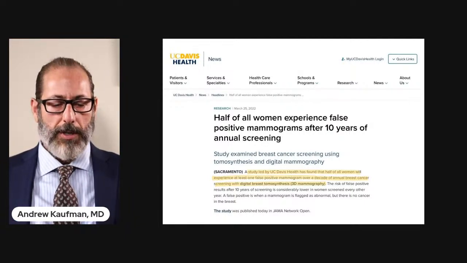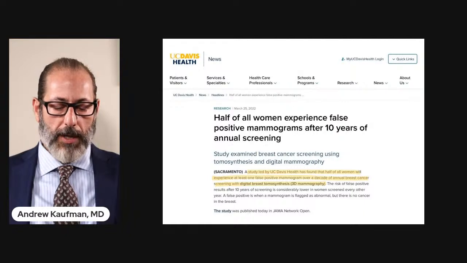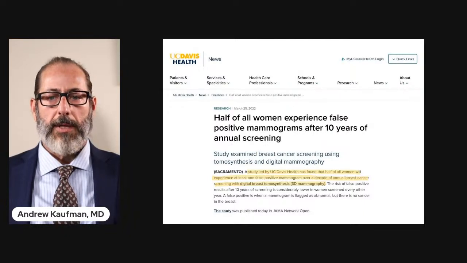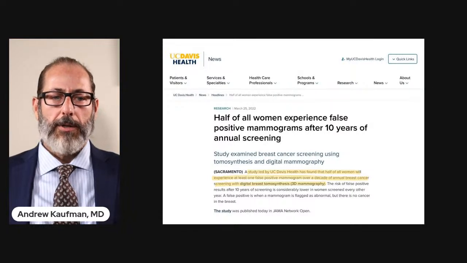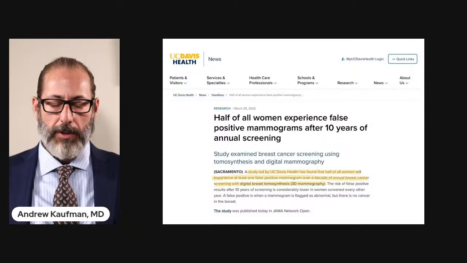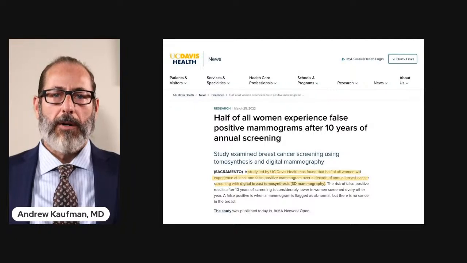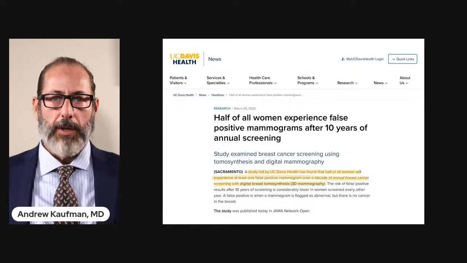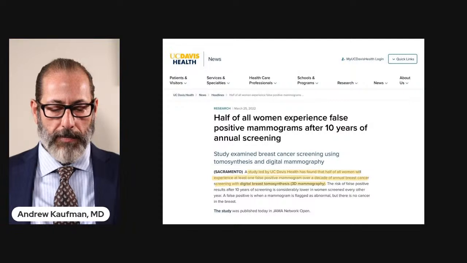So I came across this article from UC Davis Health. Now, the reason why I'm presenting this news article rather than the scientific study is because the authors of the scientific study basically didn't really interpret their results appropriately. They were comparing two different types of mammography screening and saying which one had fewer false positive results. But this article makes a strong statement about the real takeaway message of this study, and I'll read.